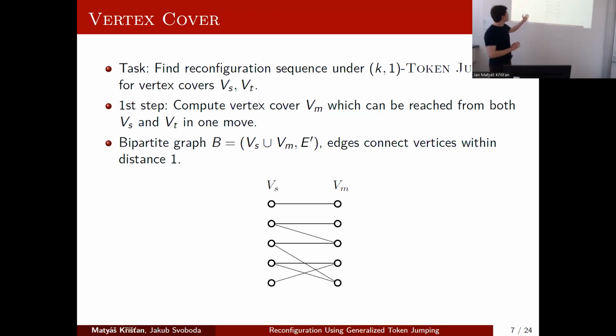So first, we'll construct this bipartite graph B, where one side is one vertex cover and the other side is the other vertex cover. And we connect 2 vertices by an edge if they are within distance 1.